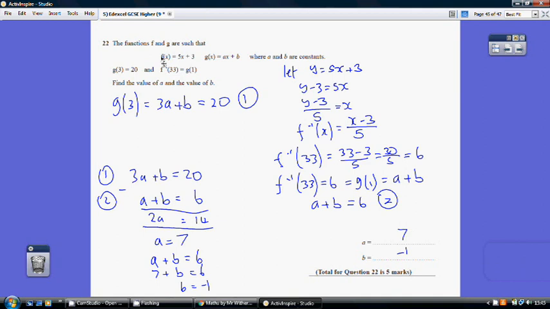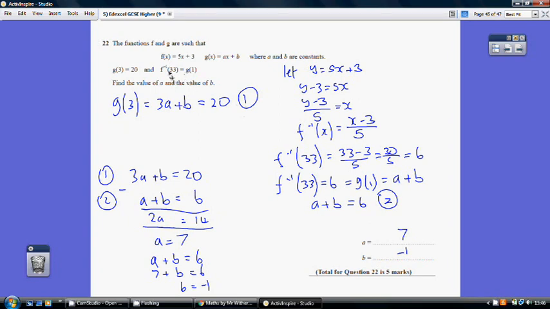So I've been given 2 facts here. Each of them is going to allow me to form an equation, and then I can solve a simultaneous equation to work out what A and B are. So the first fact is that g of 3 is 20. So when I pop 3 into the g function, I get 3a plus b equaling 20. So quite a simple one there.